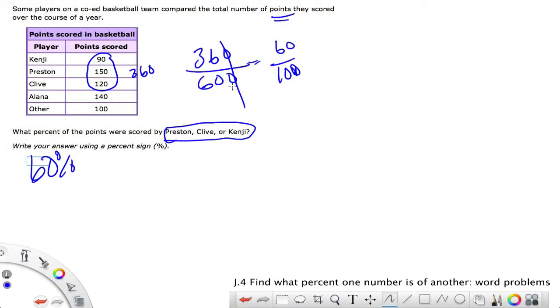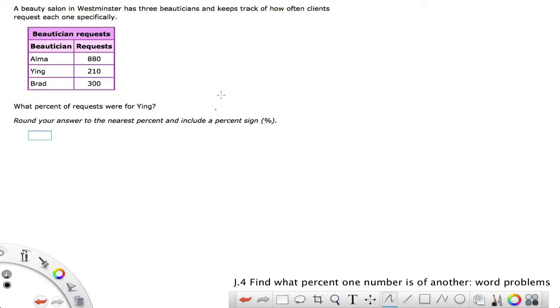And this is straight division, reducing fractions to some factor of 100 that we can then multiply to make it a percent. This will be our last example.